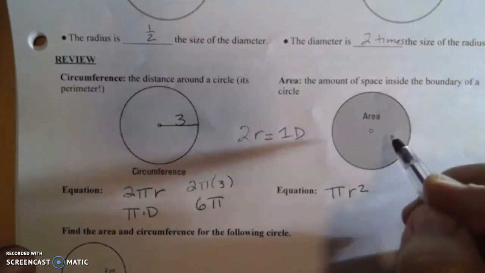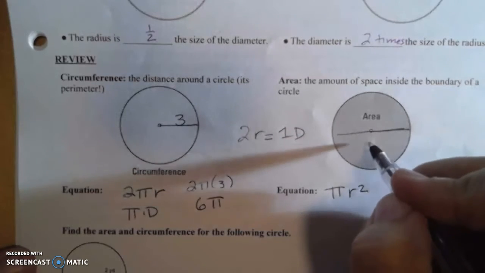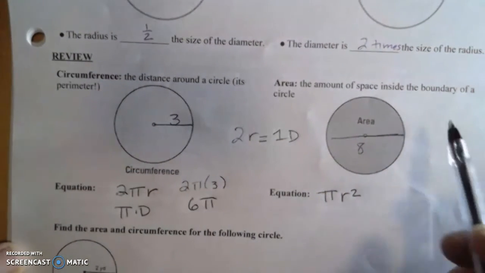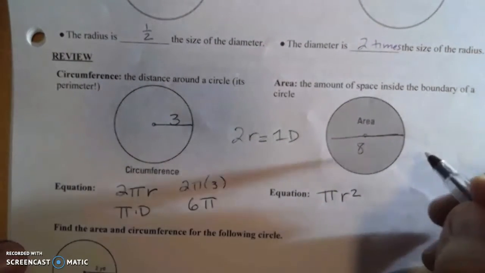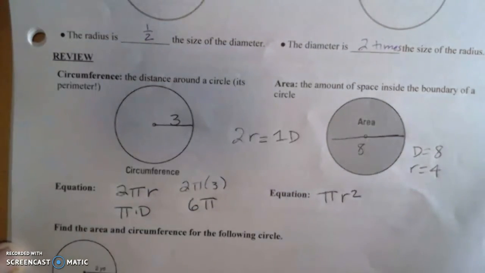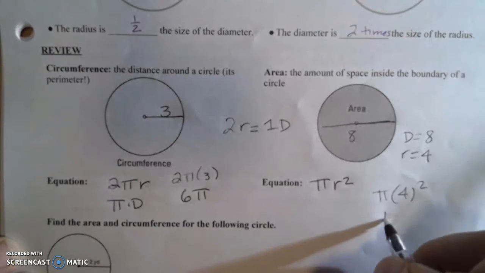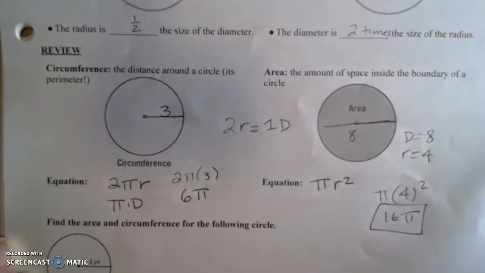So in this example, let's say they're giving me that the diameter is 8. Well, I have to make sure that if I'm given the diameter, that I know if the diameter is 8, then I know to use the radius of 4. And so I'm going to go pi times 4 squared is 16 pi. So that's pretty basic.